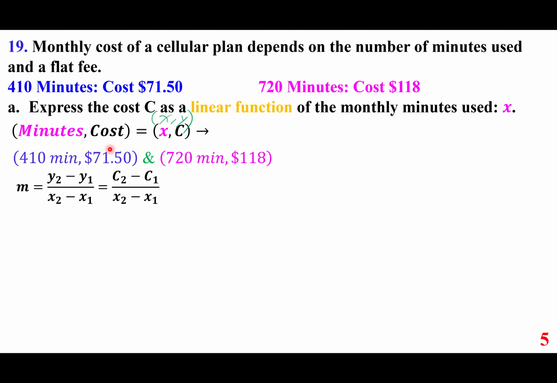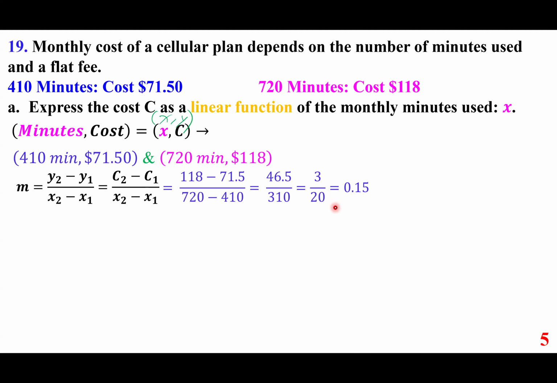That means 118 minus 71.50 over x sub 2 minus x sub 1. That means 720 minus 410. So the numerator is 46.5. The denominator is 310, and it gives you 3 over 20 or 0.15. And both of them are exact numbers. So you can go with either one.